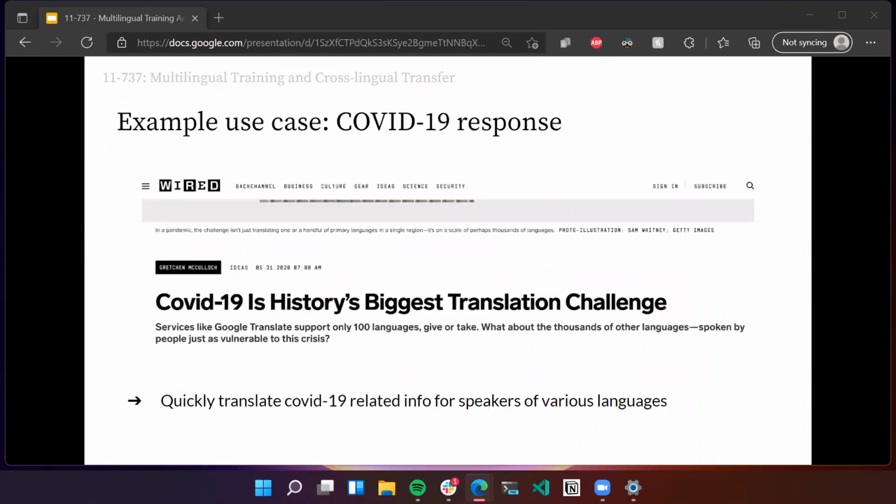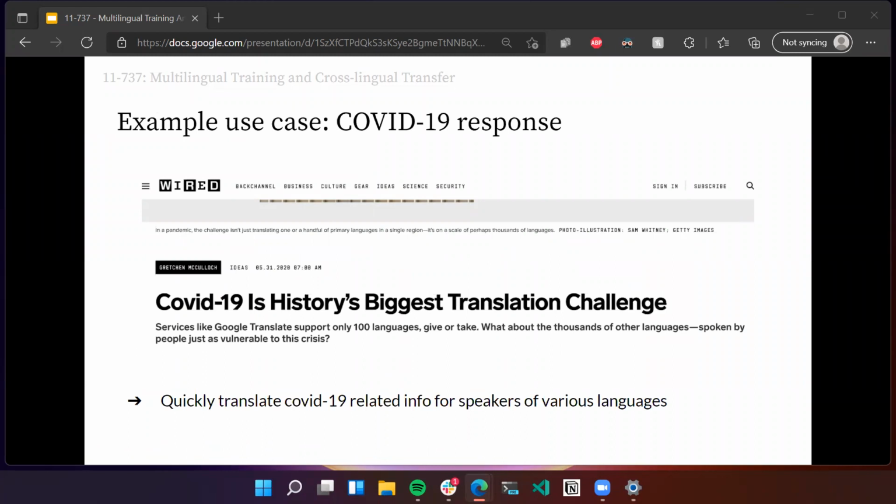Yeah. So going back, consider the COVID-19 response. 2 years ago, new information about COVID was coming out basically every day. And I assume most of you already knew English or maybe some other popular language. So you had access to this information. You just either directly got it from the English source or through a high quality MT system.